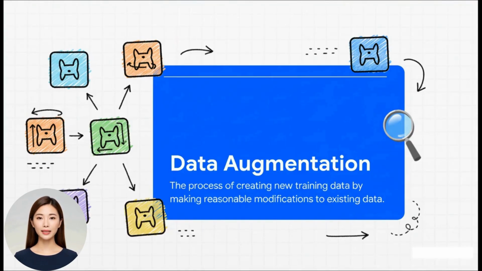So what is it, really? Well, data augmentation is the process of creating new training data by making reasonable modifications to the data you already have. Put simply, you take one picture and you turn it into 10 or 100. You just make these small, believable tweaks to create a whole bunch of new examples, and each one gives the AI a slightly different lesson.